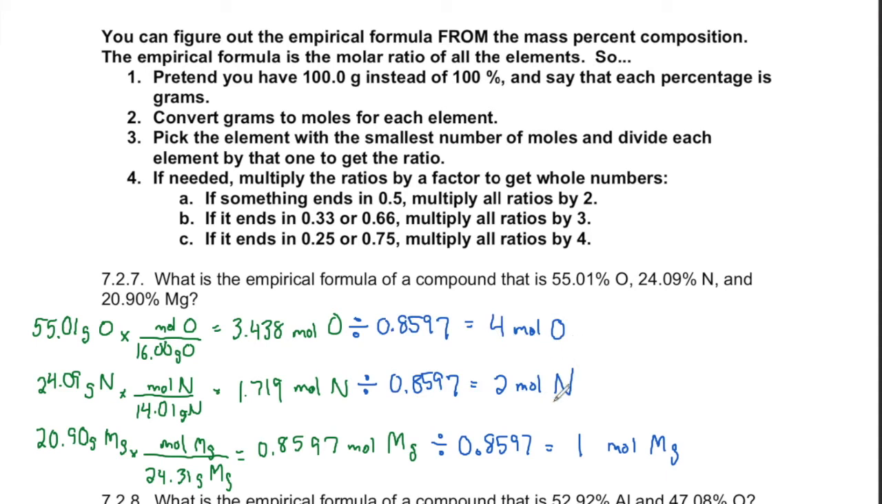Alright, and luckily when we do this to the other two elements, oxygen and nitrogen, we come out with whole numbers for those as well. I'm going to write the metal first because that's how we usually write compound formulas. So 1 magnesium for every 2 nitrogens for every 4 oxygens in this compound. So it's probably the formula for magnesium nitrite. Just looking at that, that's what it looks like.